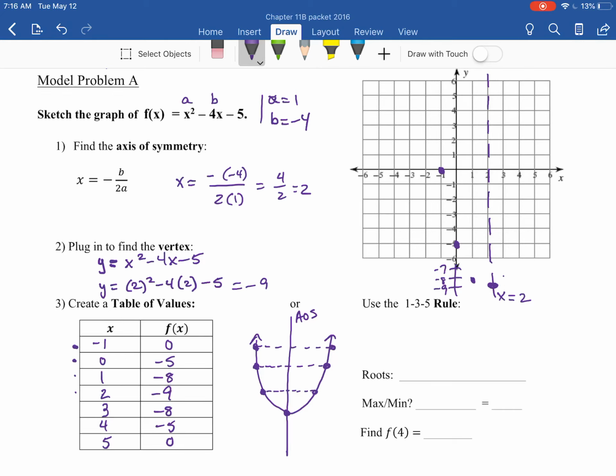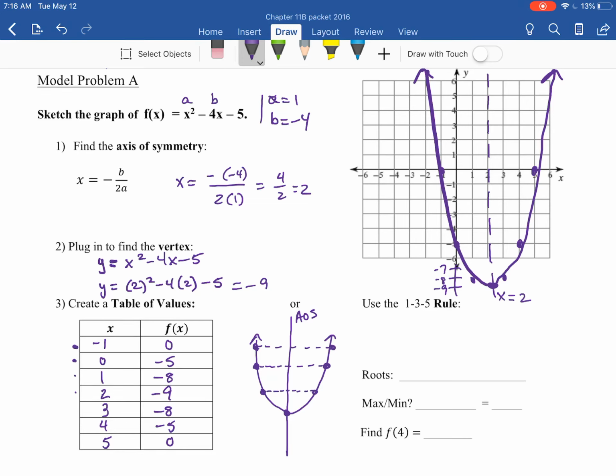There's my 2, -9. Then back up to -8, then back up to -5, and then by 5 I'm back to 0. And if I wanted to continue, that next point was 7, it would be up here. And then I'm going to make a nice smooth curve like this. And that's how we graph a parabola.